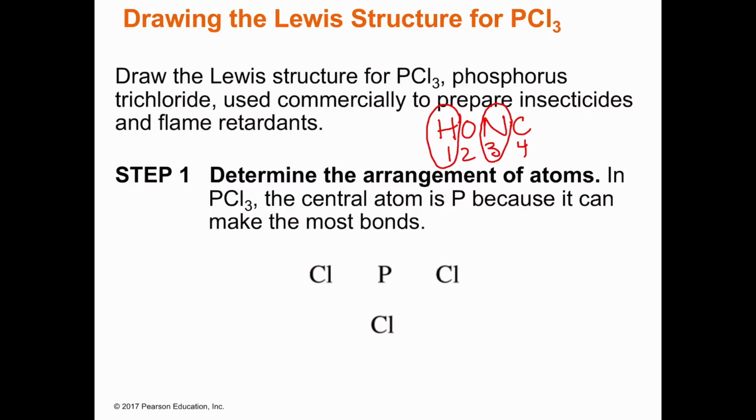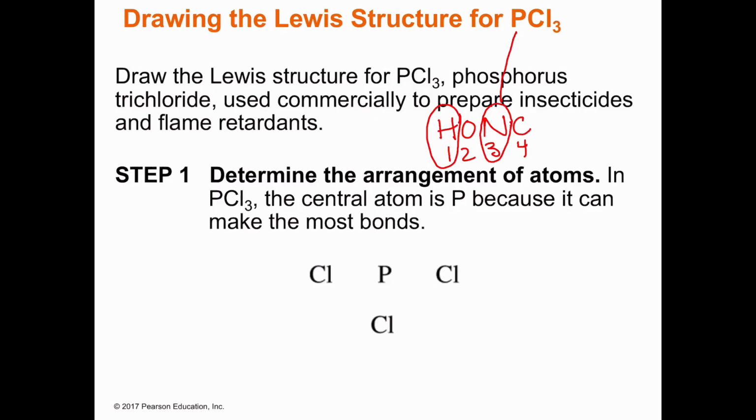So phosphorus will go in the middle because it can make 3 bonds. Again, the one that can make the most bonds will go in the middle. Another way of looking at this is to put the one that is the least electronegative in the middle. That would be phosphorus because it's farther away from fluorine. Sometimes that one's a little bit hard to see. So this HONC rule is a really good way to just figure out which one goes in the middle. So we put phosphorus in the middle.